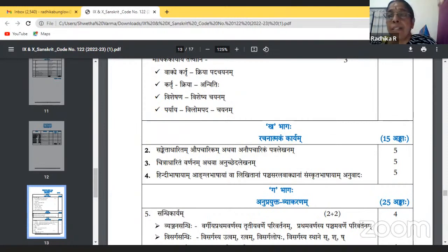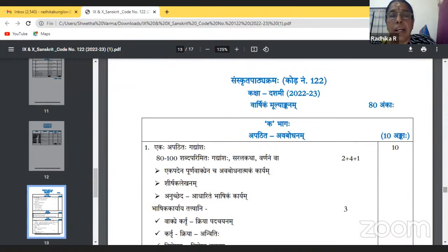The first Khandaka contains, as usual, unseen passages. Maybe it is a Sarala Katha, a short story, or a description of some nature. Maybe like that. Apathita Avabodhana. That unseen passage also has 4 sections.